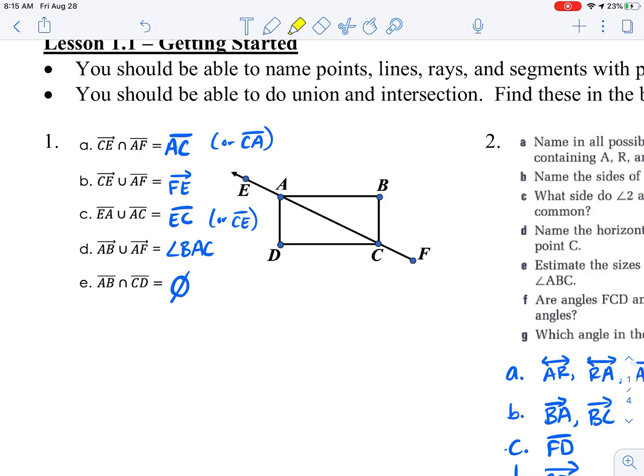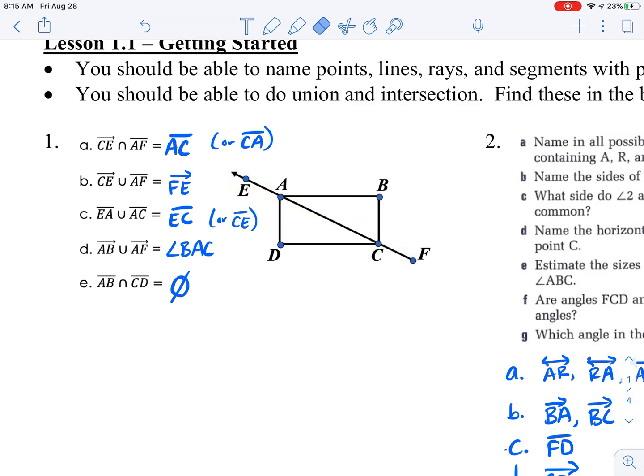So it is ray CE intersect with AF. When I highlight both of these, I want to look at the section where I overlapped and highlighted the same, and what it formed. In this case, I highlighted over AC. So the overlap here is segment AC, or we could switch the endpoints and say CA, and all the space in between those. That is the geometric element formed by the overlap. So that's why for part A, it is AC, or CA is perfectly appropriate as a name.